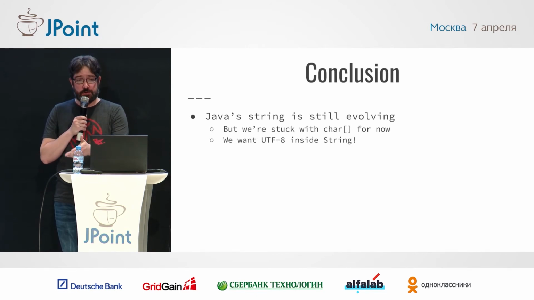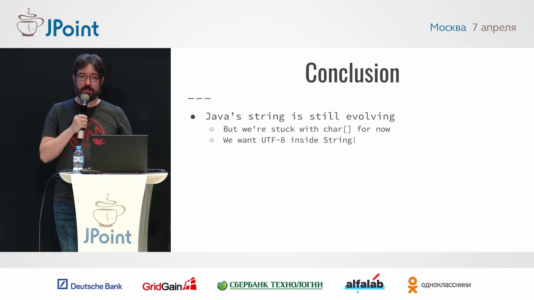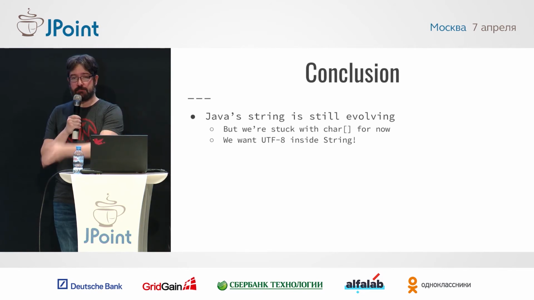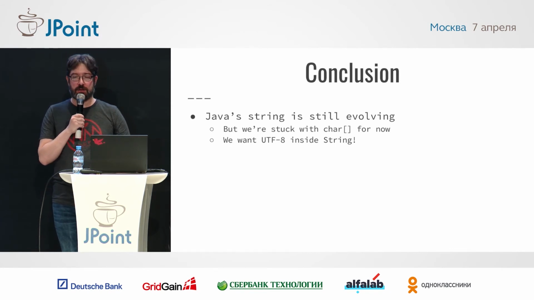I would like to see UTF-8 added as an additional representation inside Java string, so that when we have UTF-8 bytes from the wire, we can read them in and send them back out without the UTF-16 step. That's still kind of debatable. It adds a lot of complexity to the string implementation.